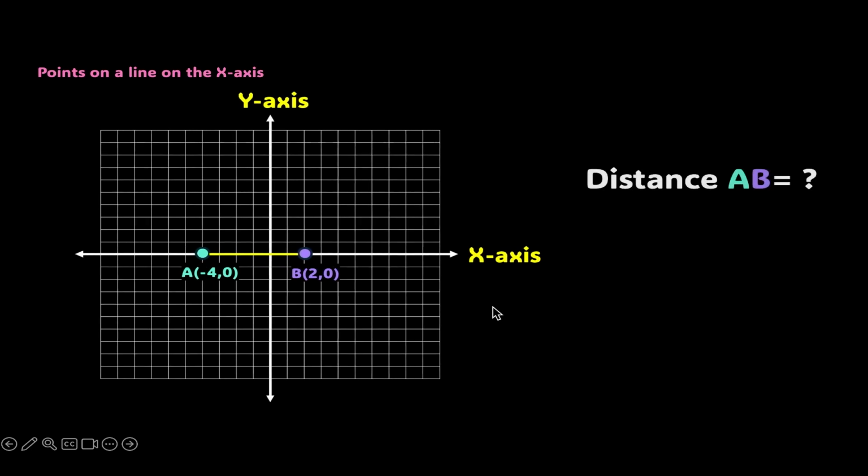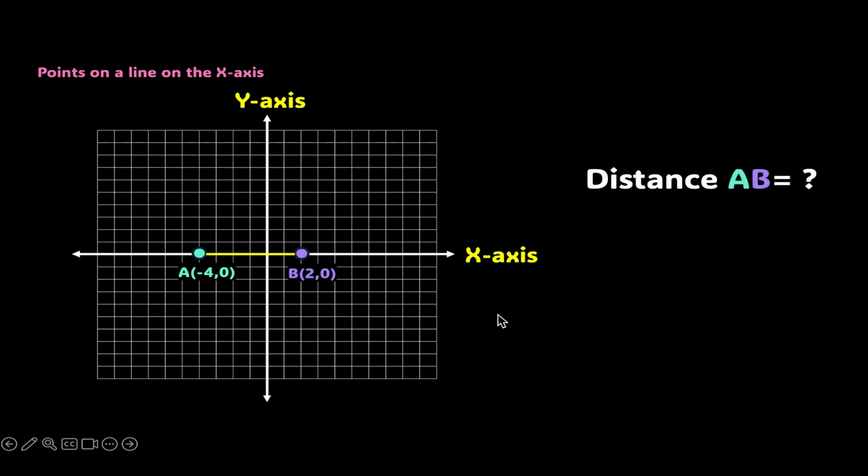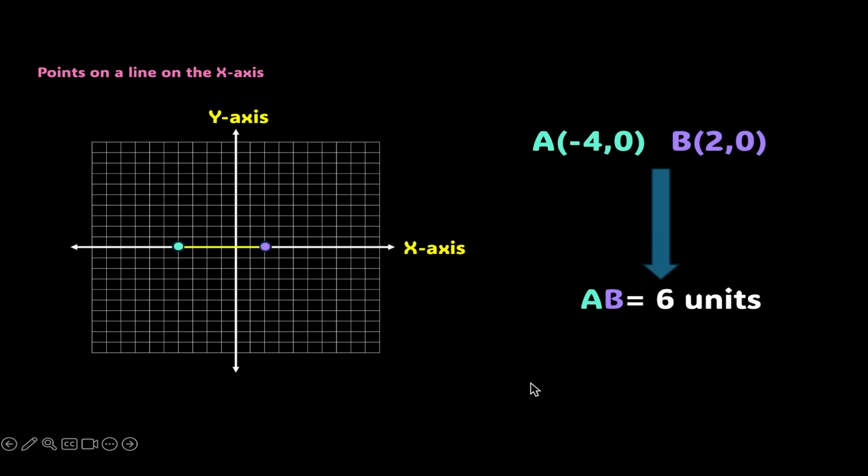Now, what will be the distance between these 2 points? We can count and arrive at the conclusion that the distance between them will be 1, 2, 3, 4, 5 and 6 units, isn't it? But it is not natural that we will always be able to plot a graph, so naturally we should wonder if there is an easier and faster way to arrive at this conclusion.